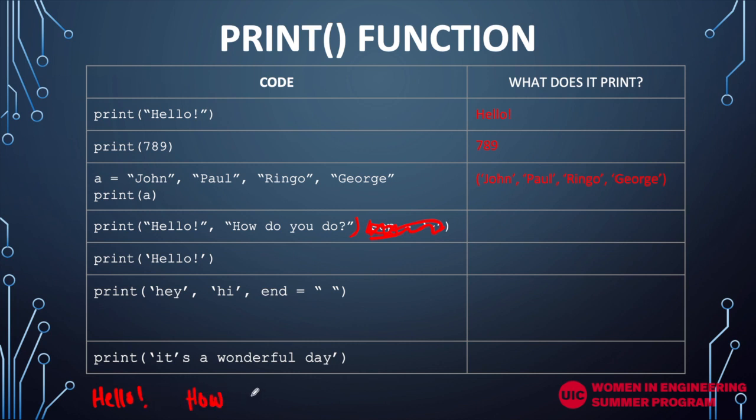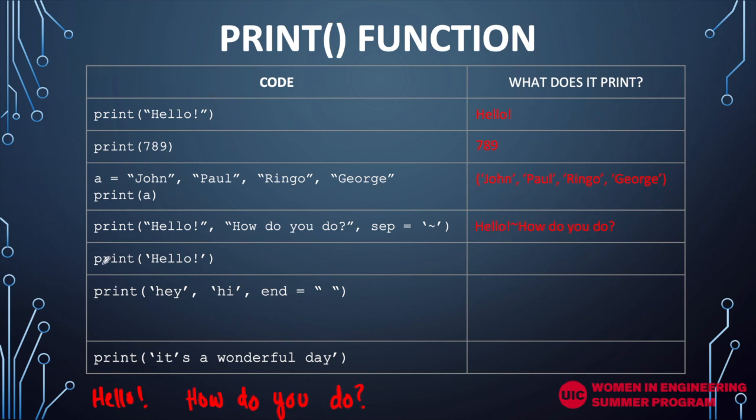Because if you do not explicitly define what the sep is, it will automatically default to a space that goes in between these two strings. Otherwise, since we are actually defining what the sep would be, in this case a tilde, instead of that space you would get a tilde there. So it would be hello, exclamation point, tilde, how do you do?